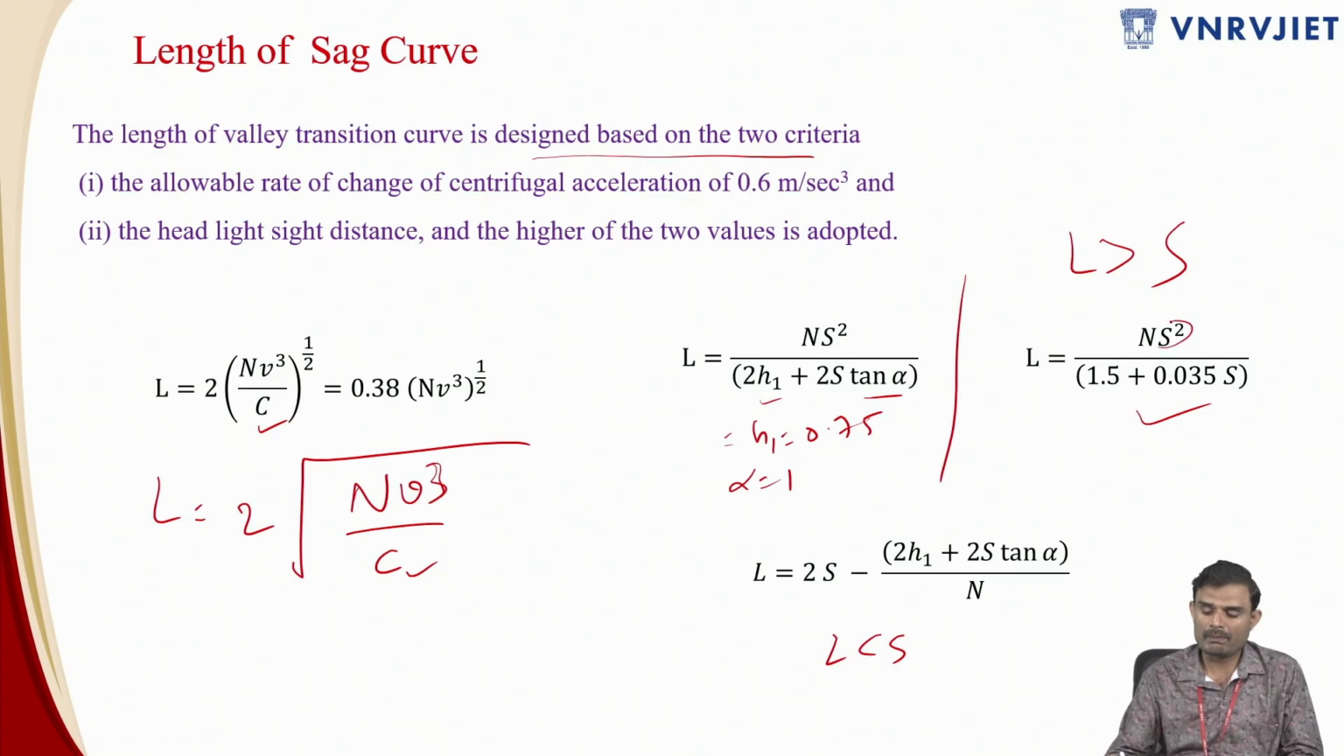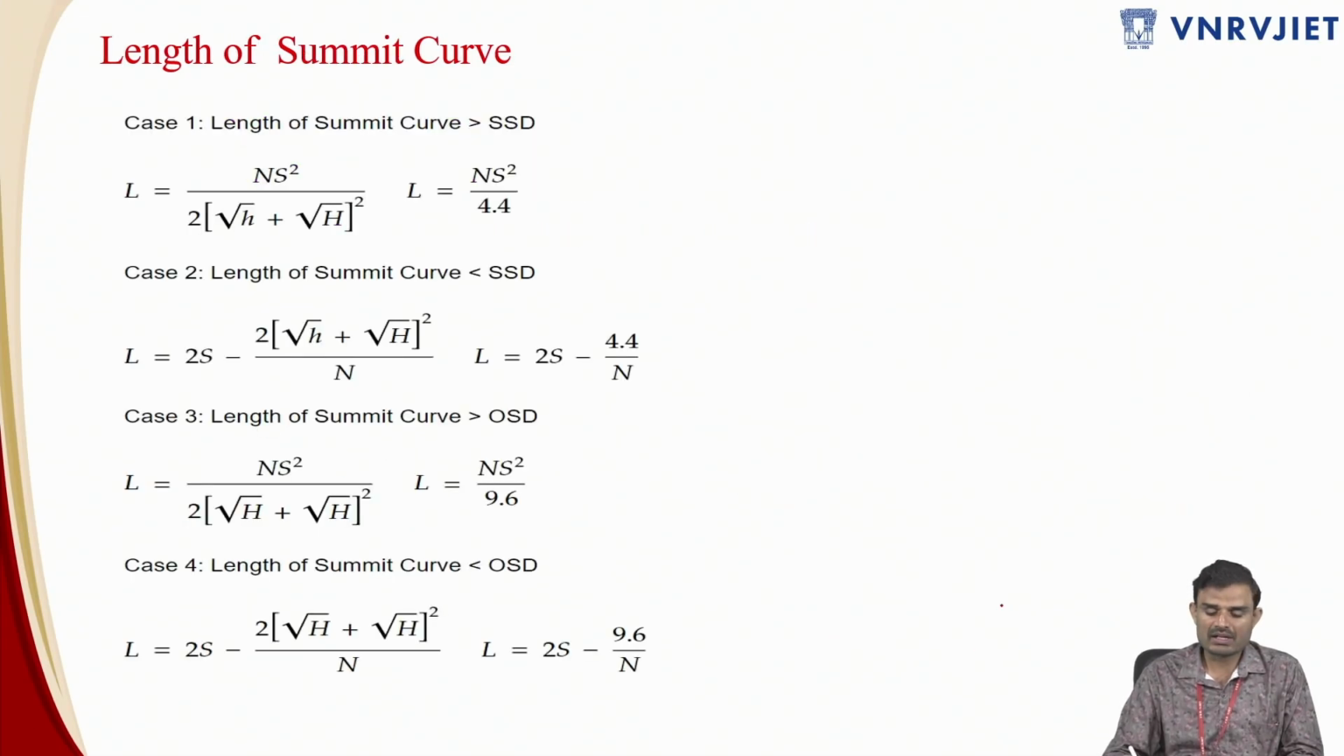You bring here, you completely remove this s square. You put over here 2s minus, you exchange the numerator and denominator. This will be coming to numerator 1.5 plus 0.035 s divided by the rest of our value is n. So that is what, here also the same thing.